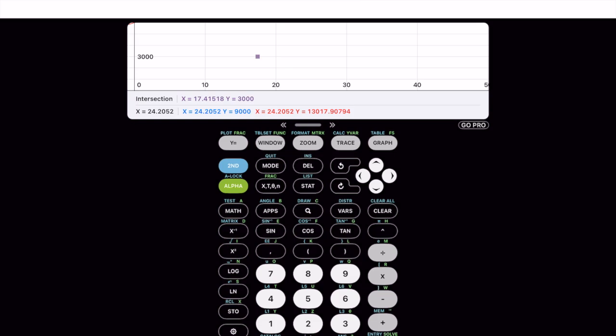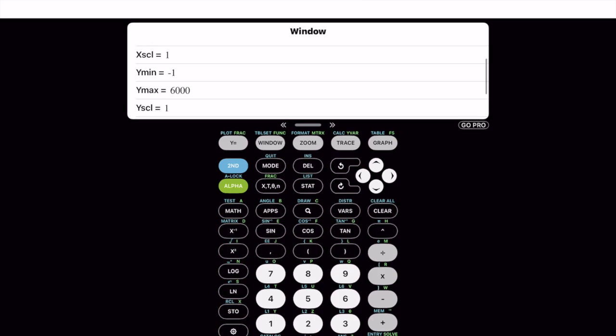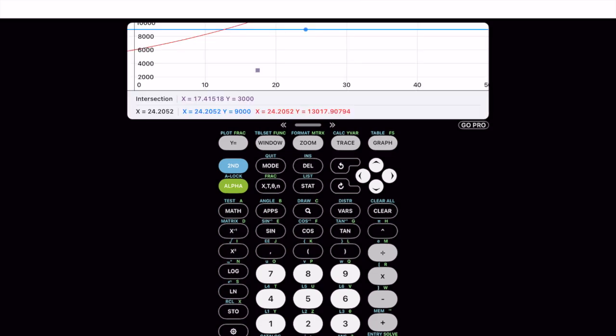And you can see we cannot see anything in this window. So what we're going to do is go back to the window, and we are going to change our Y value. I'm going to leave the X maximum at 50 because I think it's going to be fine, but I'm going to change that to 10,000 because that's like 1,000 greater than 9,000, and hit graph. And now you can see right there is where the graph is intersecting, but we're not just going to use our eyeballs. We're actually going to let the calculator find the exact point of intersection.